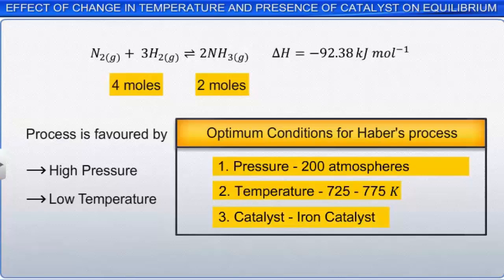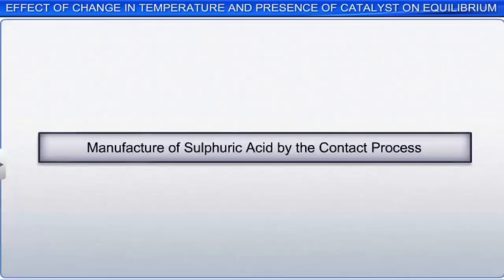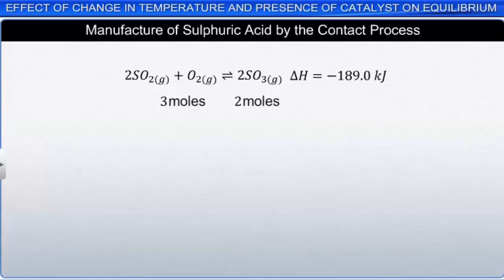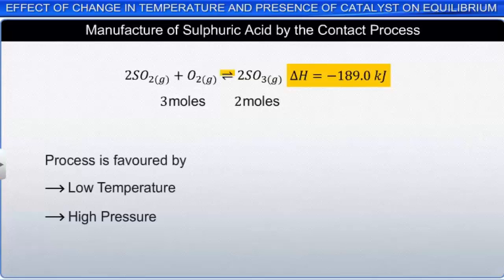The importance of a catalyst can also be understood by its use in the manufacture of sulfuric acid by the contact process. One of the important steps in the manufacture of sulfuric acid by the contact process is the formation of sulfur trioxide from sulfur dioxide and oxygen. The forward reaction leading to the formation of sulfur trioxide is an exothermic reaction, involving a decrease in the number of moles. Thus, according to Le Chatelier's principle, low temperature and high pressure favors the formation of sulfur trioxide.